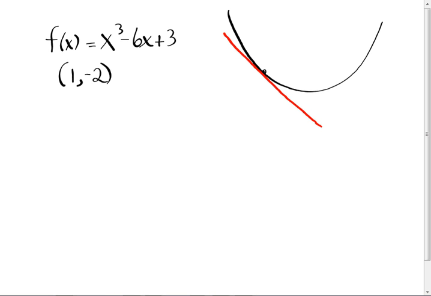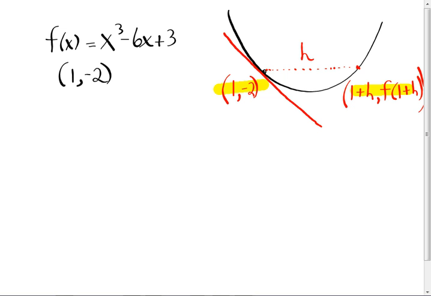Ready? So you know how to do this. I'm going to go a certain distance over here. Let's just go over there. We'll call that h. Now this is at 1, negative 2. Where am I over here? If I go distance h to the right, this is what? 1 plus h. And then this is f of 1 plus h. How do I find the slope between these 2 points? Between this point and this point, we know how to do that, right? It's old stuff. This should look familiar.